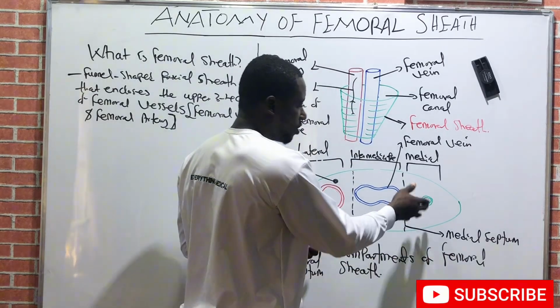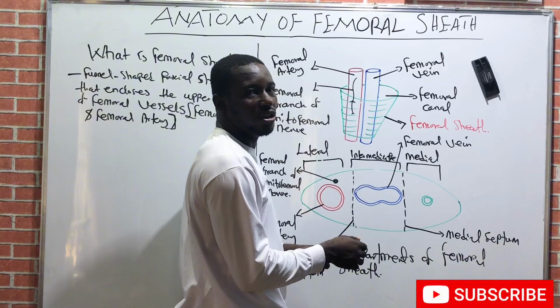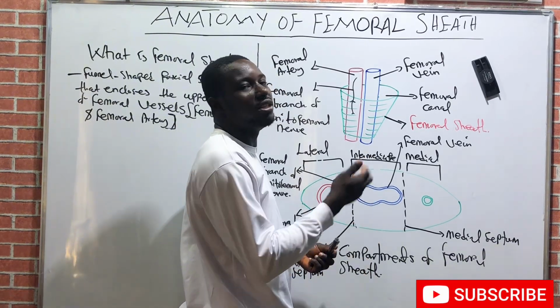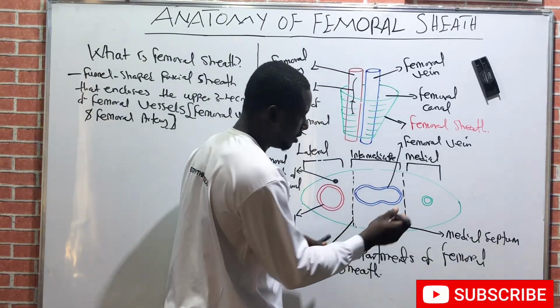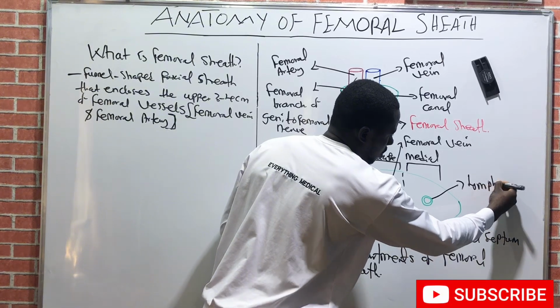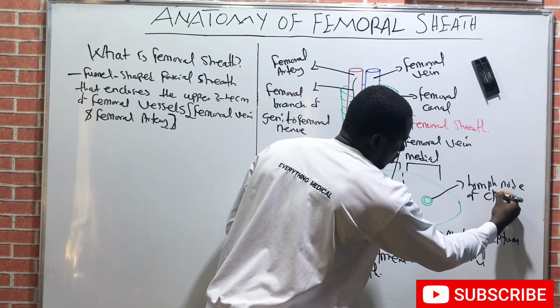What are those structures that form the medial compartment? It is the lymph node of Cloquet. There are 2 or 3 lymph nodes located medially, higher up to the femoral vein. Lymph node of Cloquet.